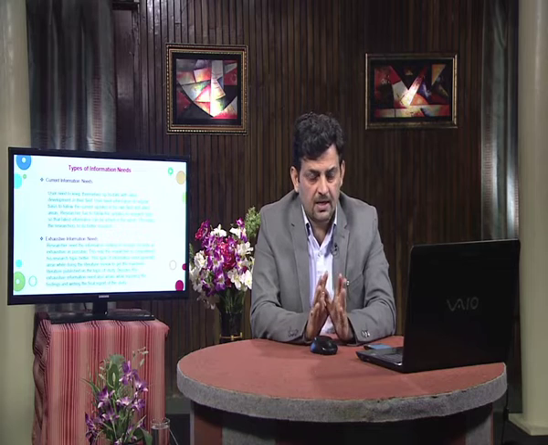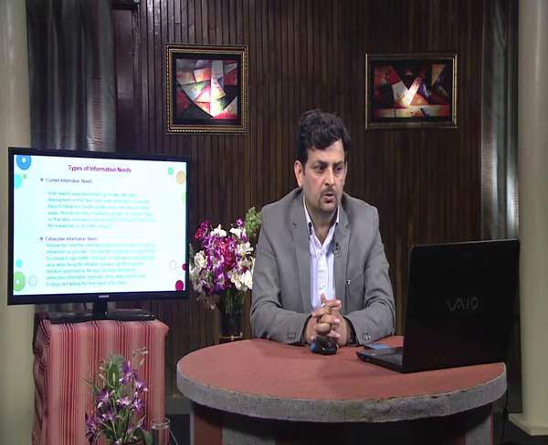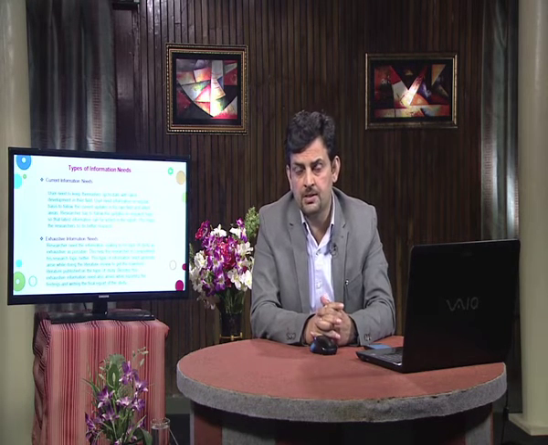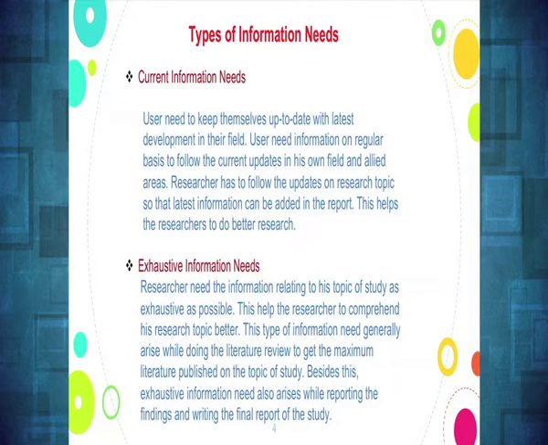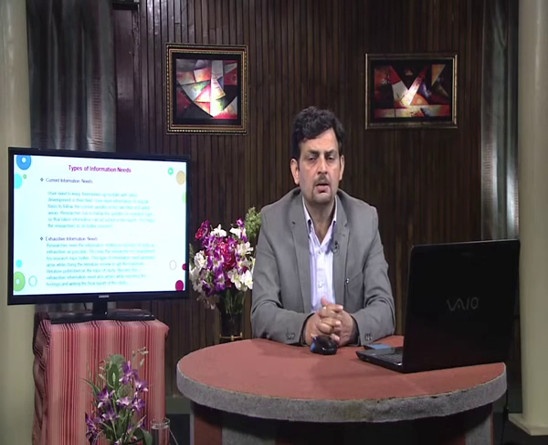So, there are various types of information, and broadly we can categorize these information needs into current information needs, exhaustive information needs, everyday information needs, and catching up information needs. In current information needs, users need to keep themselves up to date with the latest developments in their field. Users need information on a regular basis to follow the current updates in their own field and allied areas. A researcher has to follow the updates on a research topic, so that the latest information can be added in the report. This helps the researcher to do better research.